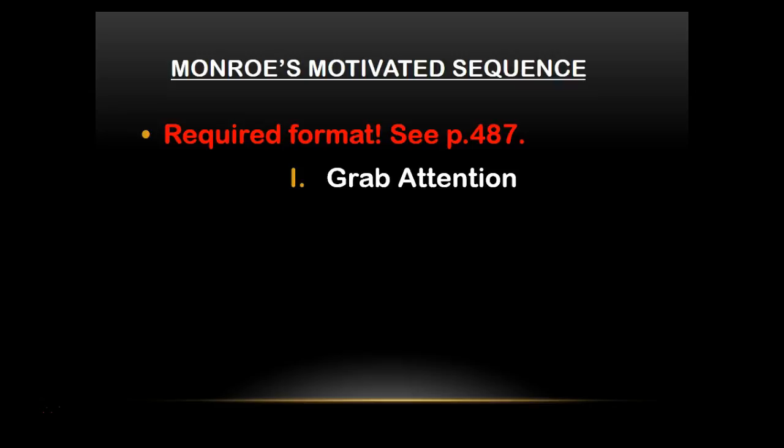The second step of the Monroe's Motivated Sequence will serve as your first main point. And the first main point here is to establish the need. In other words, thinking all the way back to chapter 15, one of the first chapters you all studied, creating information hunger. How do you create a need for whatever you're about to talk to us about?